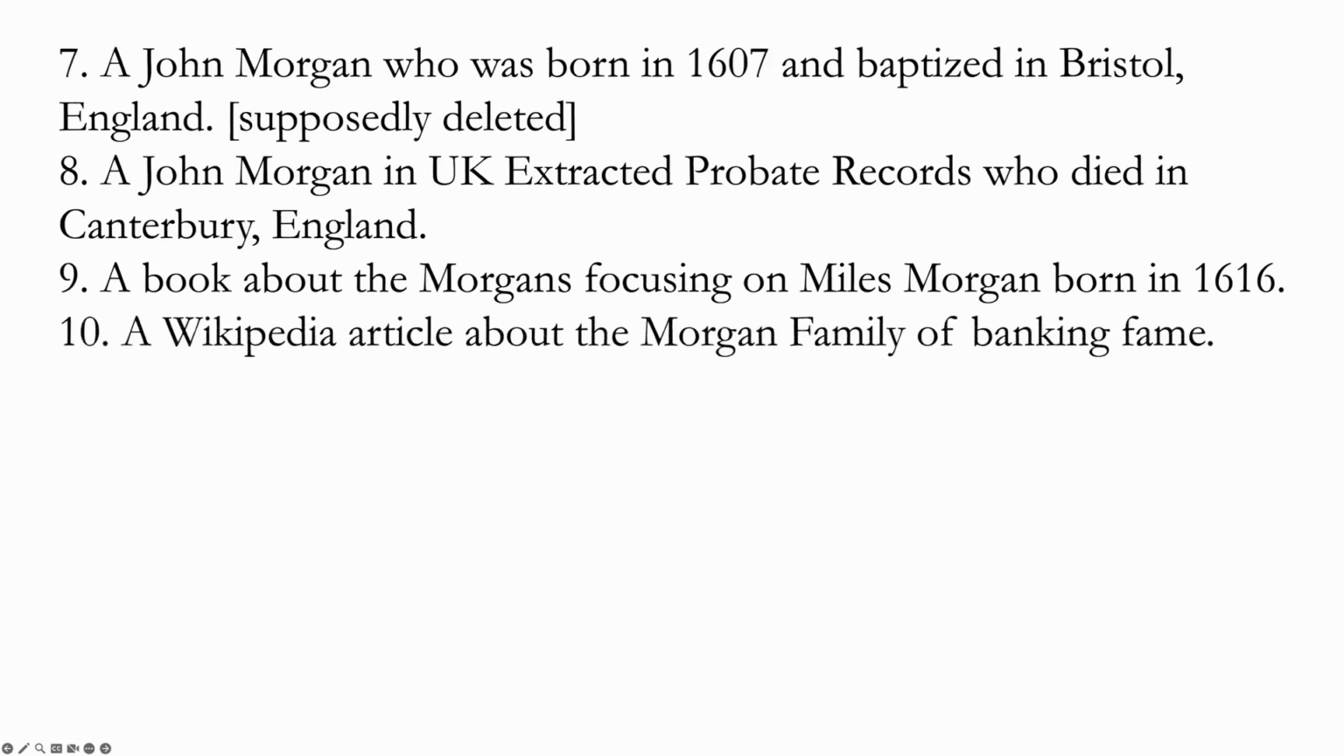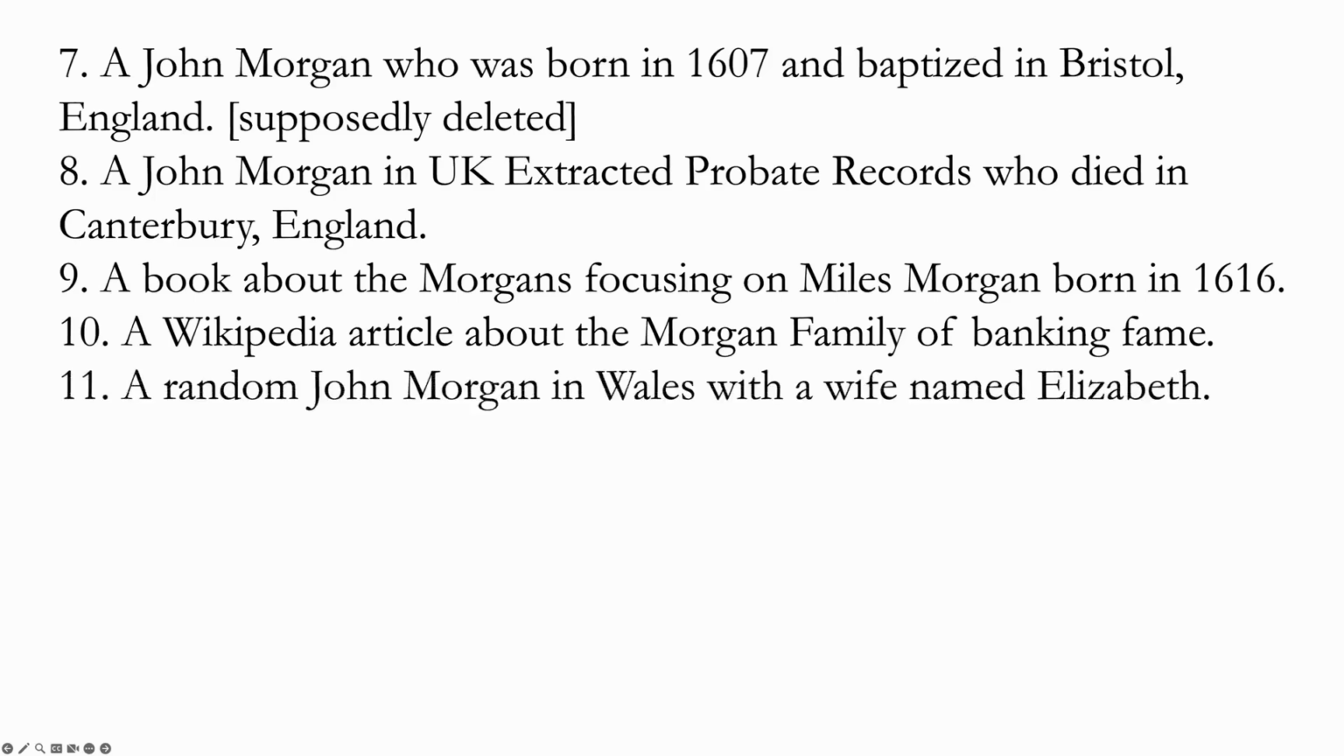A Wikipedia article about the Morgan family of banking fame. Okay, this is great. This comes into the mythological area of genealogy, that somehow the Morgan family that I'm related to was connected to the J.P. Morgan family, the banking family. My answer to that is my people never had a dollar to their name. They were extremely poor. And so that's not likely that they were the banking folks.